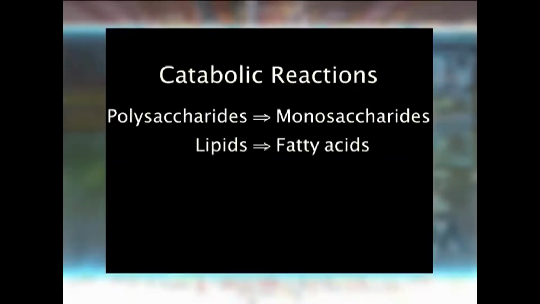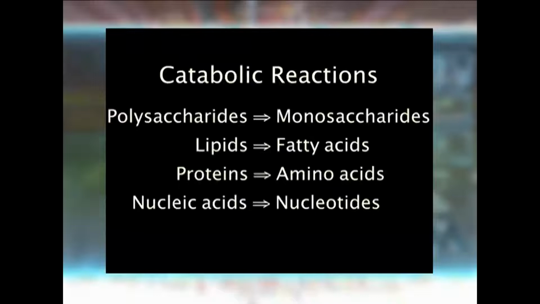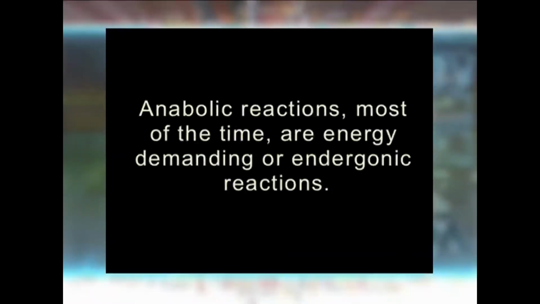The catabolic reactions are reactions where large molecules break down to form smaller, simpler units, like polysaccharides break down into monosaccharides, lipids break down into fatty acids, proteins break down into amino acids, and nucleic acids break down into nucleotides are all considered as catabolic reactions, and these catabolic reactions in the biological system are normally exergonic in nature, that is, they give out energy, whereas the reactions that build up multimeric molecules, large molecules like proteins, like nucleic acids or polysaccharides from their monomeric units are considered as anabolic reactions, and these anabolic reactions most of the time are energy demanding or endergonic reactions.